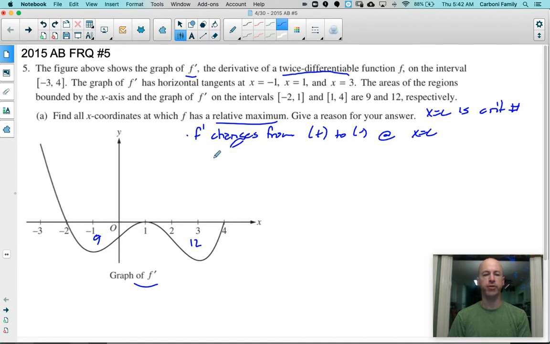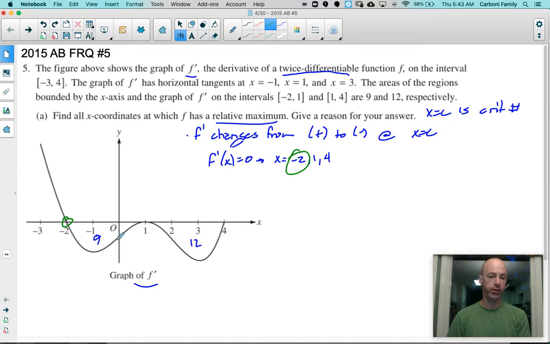So first, critical numbers. I want to know where f prime of x is equal to 0, and that happens when x is equal to -2, 1, and 4. And of those 3 candidates, at -2, this is the only place where my derivative changes from above the x-axis to below the x-axis. And so -2 is the location of my local maximum.